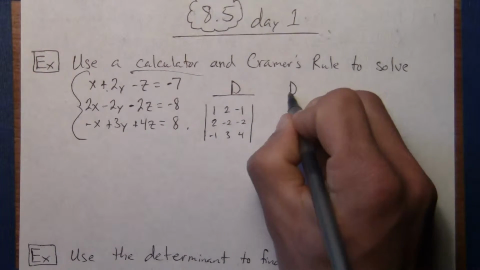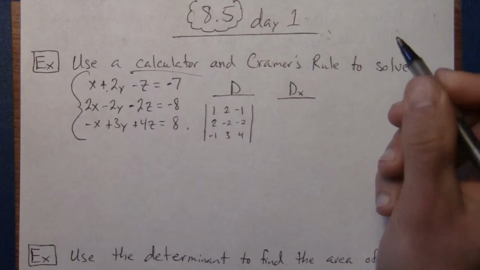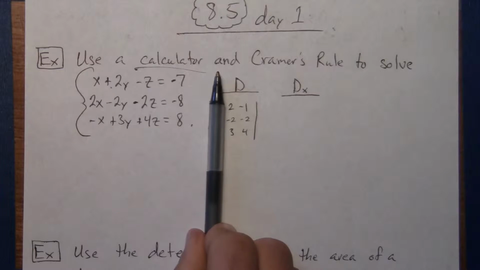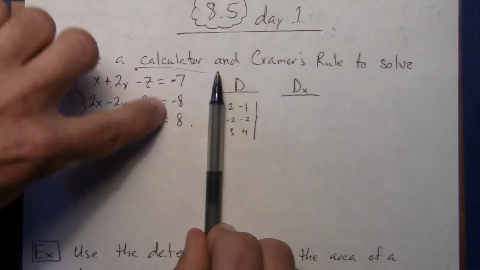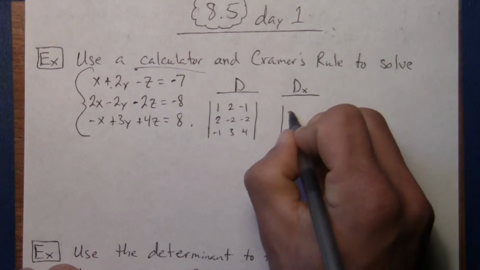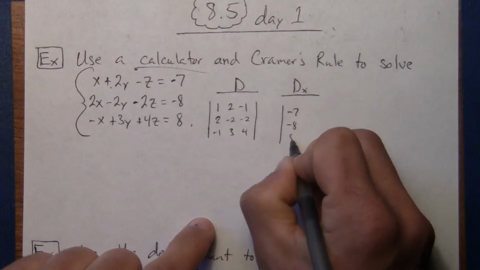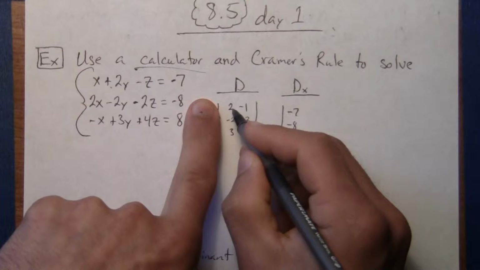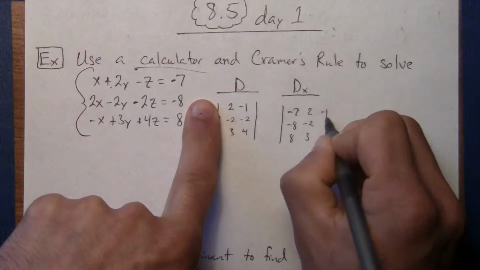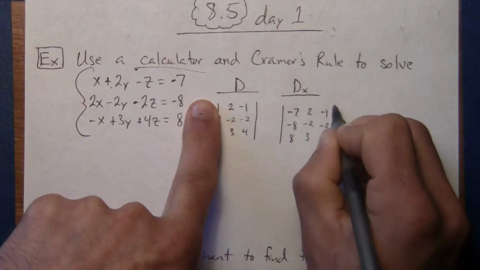Then I have to find D sub x. And what that meant is you took the coefficient matrix and you blocked out the x column and replaced it with the answers. So D sub x would actually be negative 7, negative 8, 8 for that first column. And then you would still have the 2, negative 2, 3. And the negative 1, negative 2, 4.